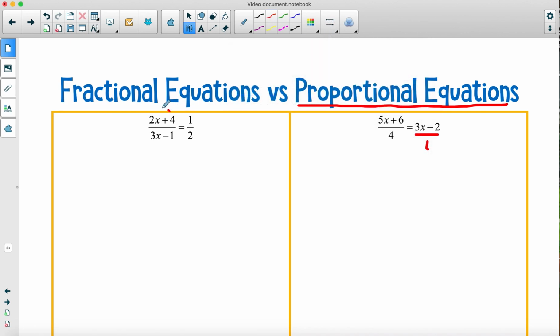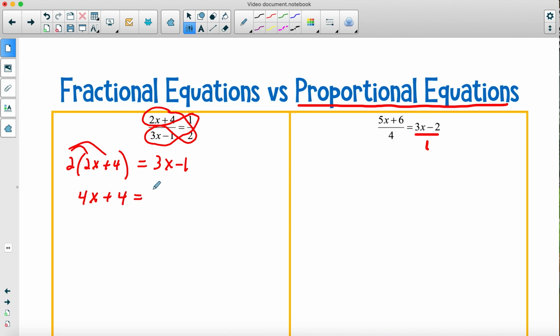So I'm going to just cross multiply over here, and don't forget to distribute. So you're going to do 2 times 2x plus 4 is equal to, now I happen to have 1 times 3x minus 1, so I can realize that that's just 3x minus 1. If it were any other number aside from 1, I would have to distribute like we do over here. So I'm going to distribute. I'm going to get 4x plus 4 is equal to 3x minus 1.